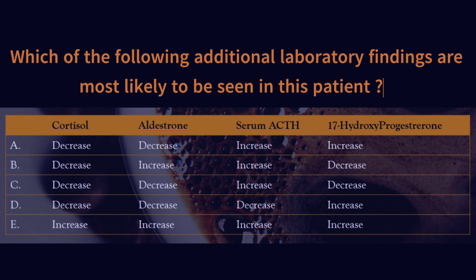D. Decrease in serum levels of cortisol, aldosterone and ACTH except that of serum 17-hydroxyprogesterone, which will increase. E. Serum levels of cortisol, aldosterone, ACTH and 17-hydroxyprogesterone will increase.